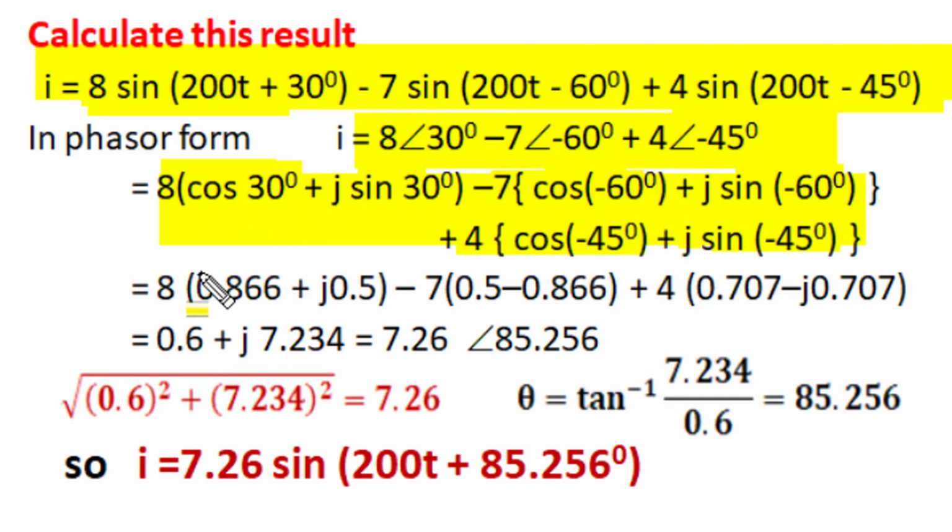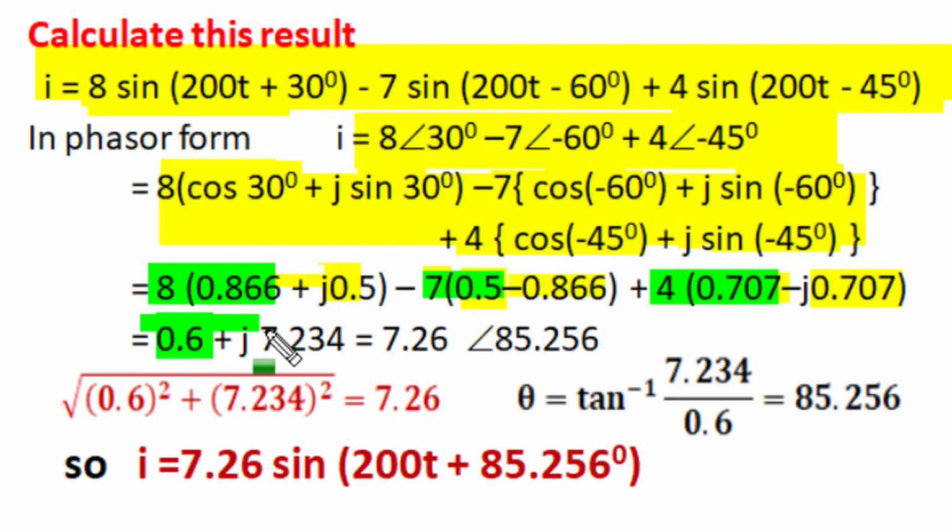The value of cos 30 is 0.866, sin 30 is 0.5, cos minus 60 is plus 0.5 and sin minus 60 is minus 0.866. Cos minus 45 is plus 0.707 and sin minus 45 is minus 0.707, with multiplication of respective amplitude. All three real part shown in green highlight are added together with sign convention and it comes as only 0.6. Similarly, the remaining reactive or J component or vertical component is added together and it comes as J 7.234.